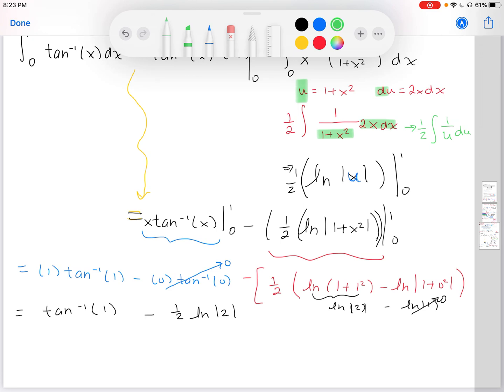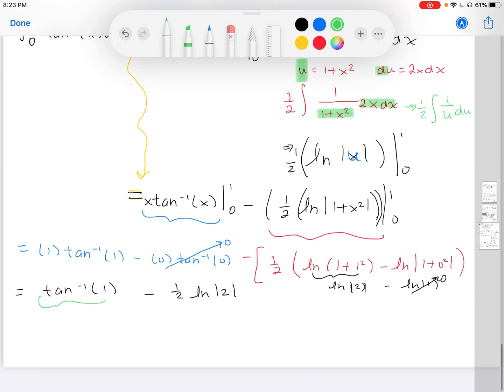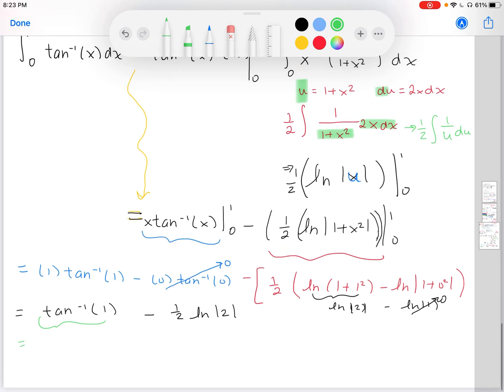Okay, let's think. When is tangent equal to 1? That's at pi over 4. So our final answer is pi over 4 minus 1/2 ln of 2, which you can also write as ln of the absolute value of 2, over 2.